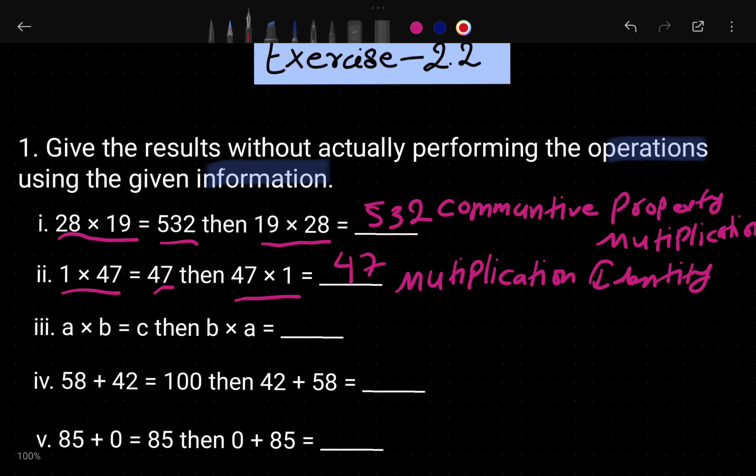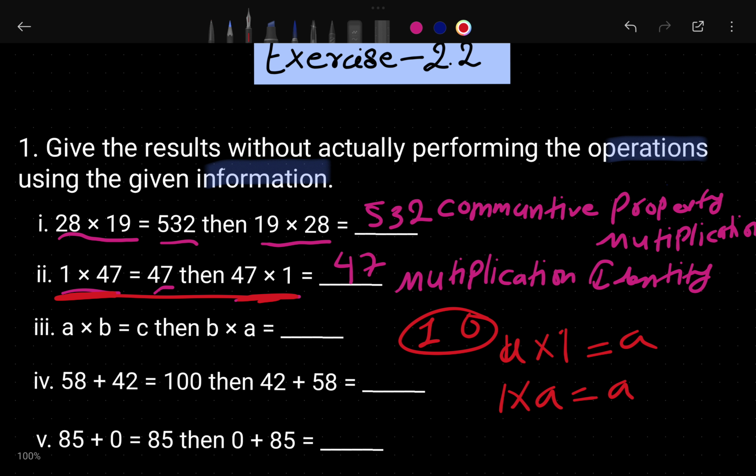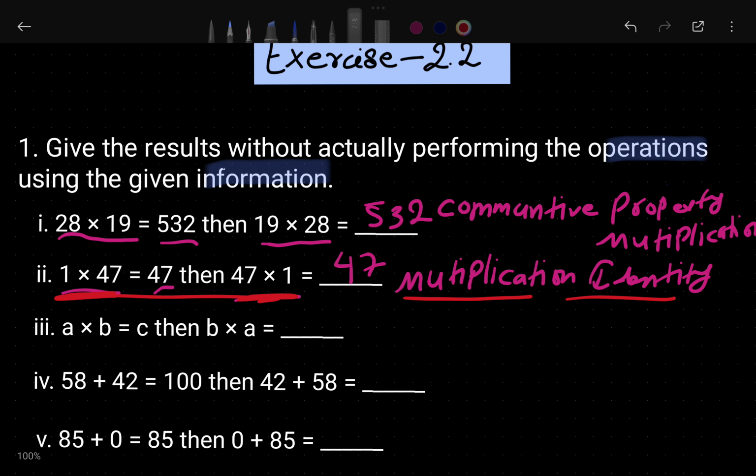Why? Because we know that whenever a is multiplied by 1, it will be a only, or a cross a is going to be a only. So here a is multiplied by 47, that's 47. Here that's also 47. Till here it is clear, but this is multiplied by 1. Whenever any number is multiplied by 1, that is the identity, like this is a multiplication identity. So let's go to this one.